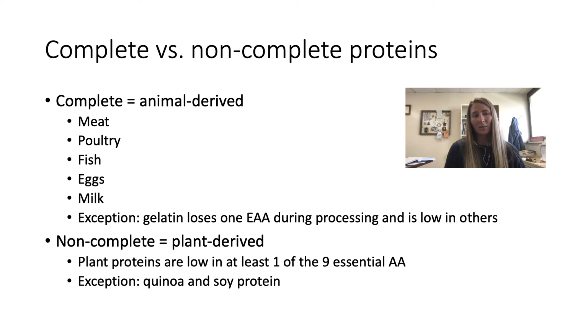Anything that's a non-complete protein is probably plant-derived. Plants are low in at least one of the, remember for our class it's going to be 10 essential amino acids. The exception would be quinoa and soy protein. That is why soy protein is very popular in vegetarian diets, because it's a complete protein.